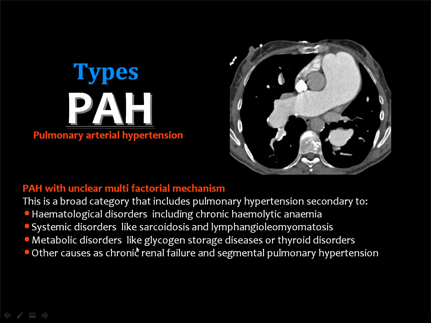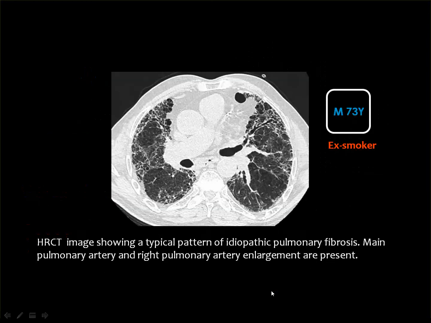Metabolic disorders like glycogen storage disease or thyroid pathology, and other causes such as chronic renal failure or segmental pulmonary arterial hypertension. In this case, you can see the classic appearance of interstitial lung fibrosis with areas of honeycombing as well as traction bronchiectasis. And you can see that the pulmonary artery and its branches are significantly dilated compared to the adjacent aorta.